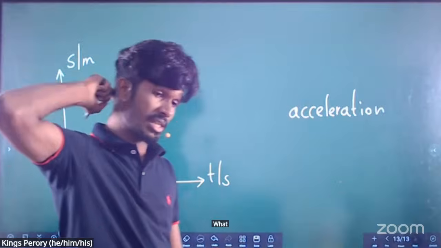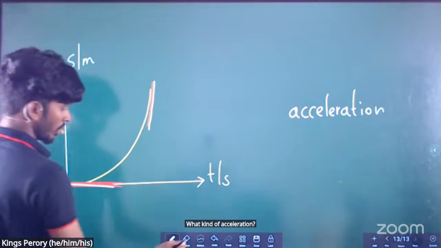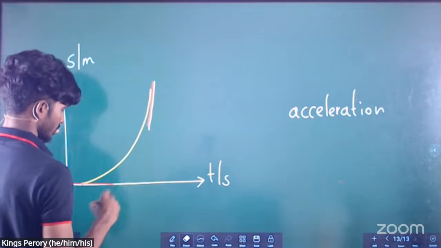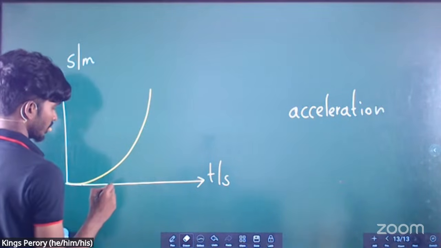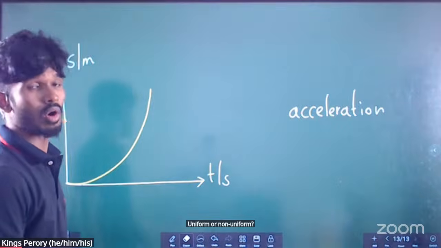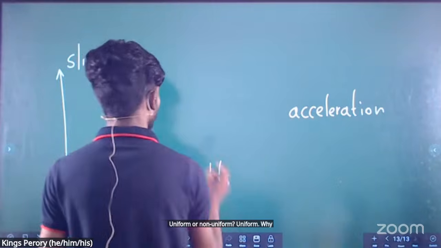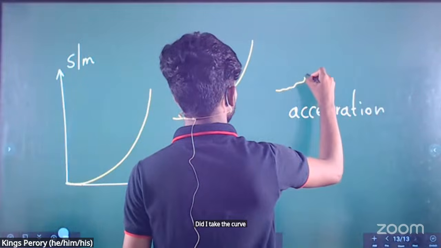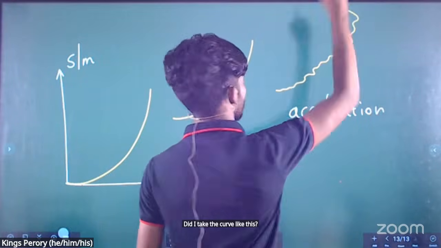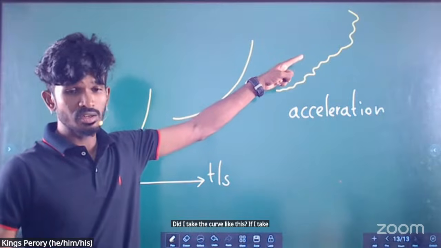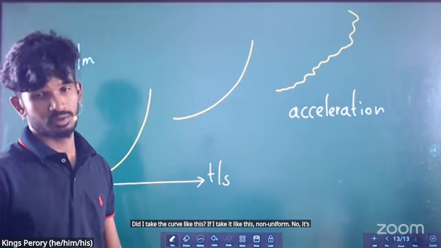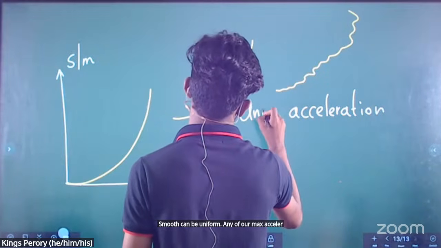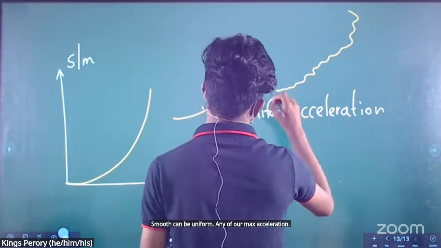What kind of acceleration? Uniform or non-uniform? Uniform. Why? This curve is very smooth. Smoothly I took. Did I take the curve like this? If I take it like this, non-uniform. No, it's very smooth. Smooth means uniform. Uniform acceleration. That's uniform acceleration.